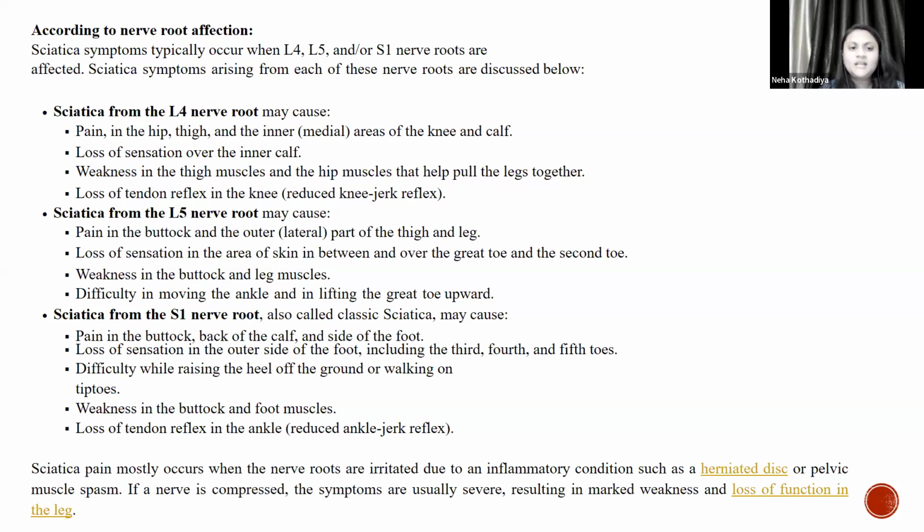So S1 nerve root compression is known as the classic sciatica symptom. Loss of sensation occurs in the outer side of the foot, including the third, fourth, and fifth toes. There is difficulty raising the heel off the ground when walking on tiptoes, weakness in the buttocks and the foot muscles, and loss of the ankle reflex. Sciatica pain mostly occurs when the nerve roots are irritated due to inflammatory conditions such as a herniated disc or muscle spasms.